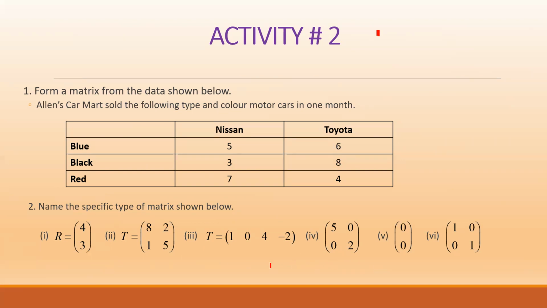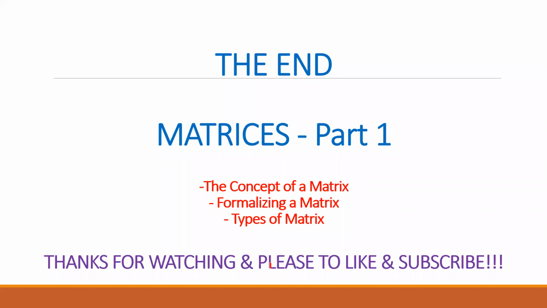Okay, so pretty much, guys, this would be the end of matrices part 1. I do hope I was able to shed some light on the concept of a matrix, that is, what a matrix is and the different features of a matrix, as well as formalize a matrix, where a matrix came from and how we can form it, especially from tables and so forth. And we'll also look at types of matrix.